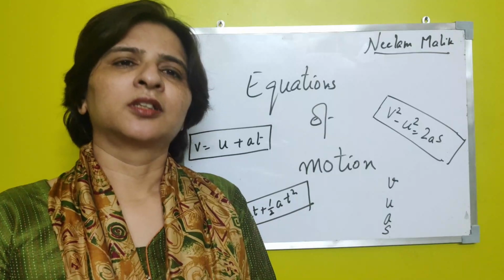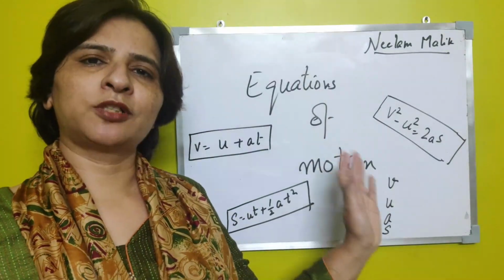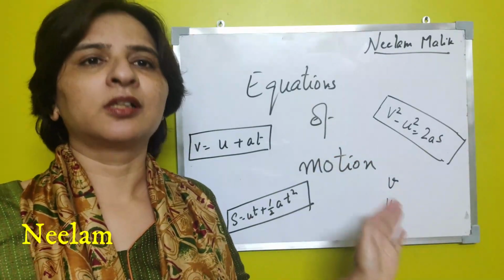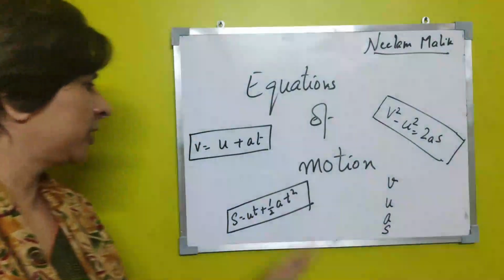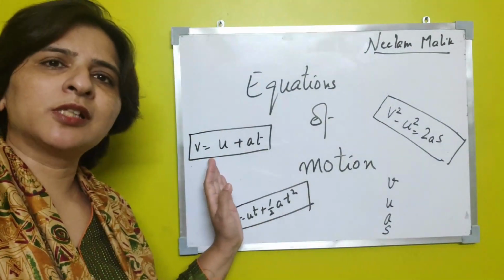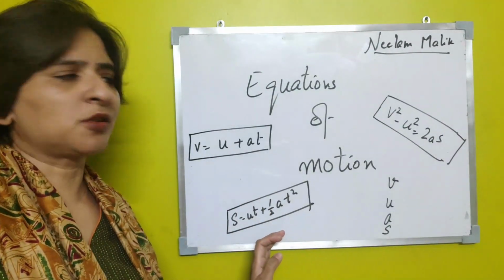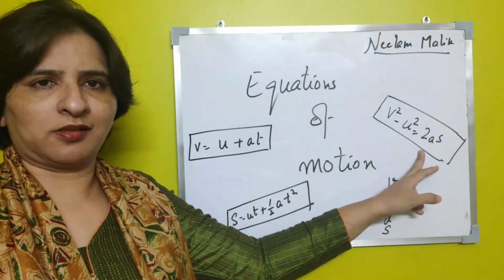Dear students, today we'll be talking about equations of motion. Equations of motion help us in relating the physical quantities that we have learned so far. So we'll be deriving the three equations of motion here. The first equation, v is u plus at. The second equation, s is ut plus half at square. And third is v square minus u square is 2as.